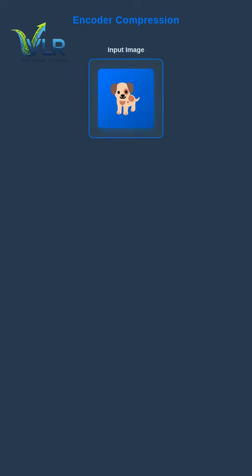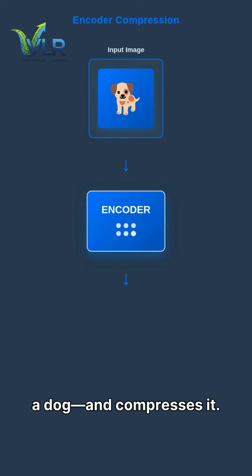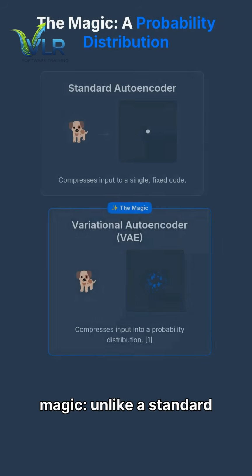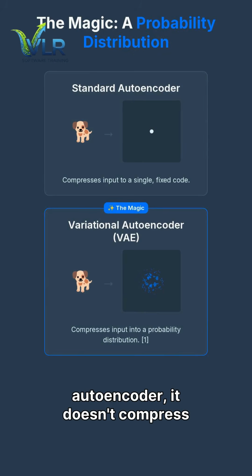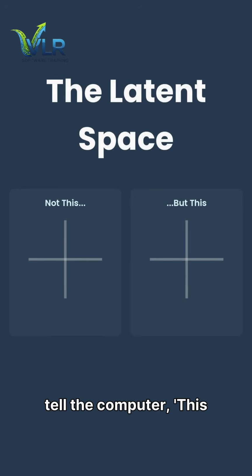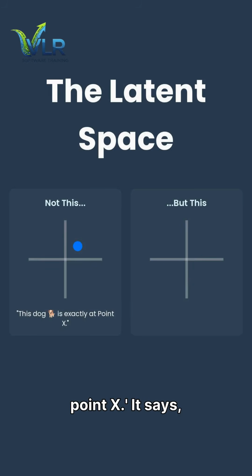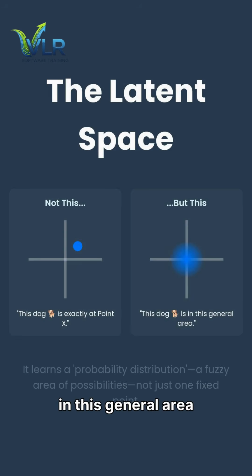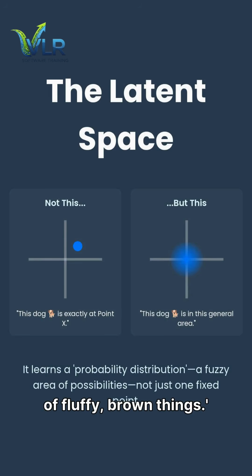The encoder takes your input, say, a photo of a dog, and compresses it. But here is the magic. Unlike a standard autoencoder, it doesn't compress it into a single fixed code. It compresses it into a probability distribution. This means it doesn't tell the computer, this dog is exactly at point X. It says, this dog is somewhere in this general area of fluffy, brown things. This area is called the latent space.